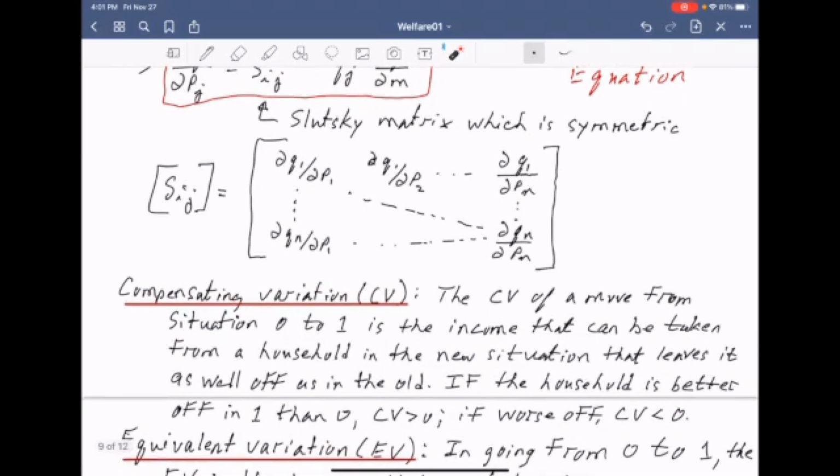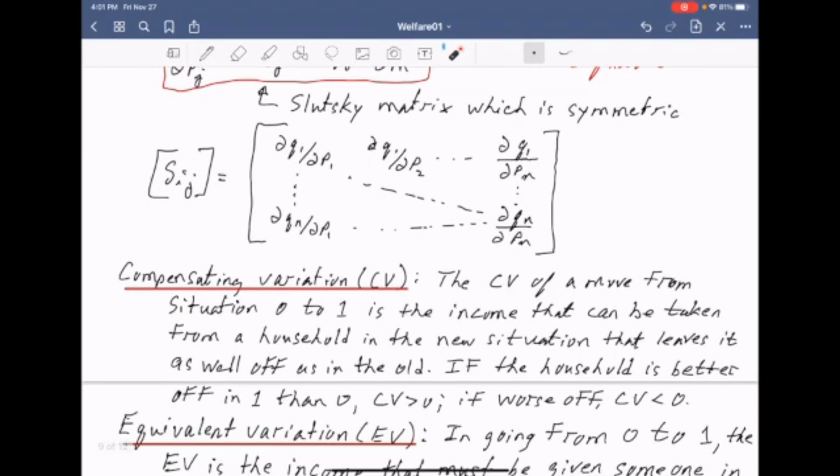Now we define the compensating variation, which we showed above. The compensating variation of a move from situation 0, a bundle of goods at situation 0, to a new bundle at situation 1, is the income that can be taken from a household in the new situation that leaves it as well off as in the old situation. So remember I said that you stay on that indifference curve U0 if that's what you have a right to, and you jump to U1, then we take income away from you so that you stay at U0, and that income that we have to take away is the compensating variation. If the household is better off in 1 than at 0, then the compensating variation is positive. If it's worse off, then it's negative, it's less than 0.